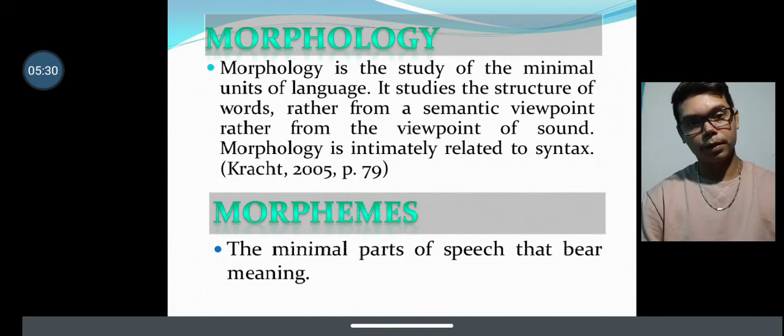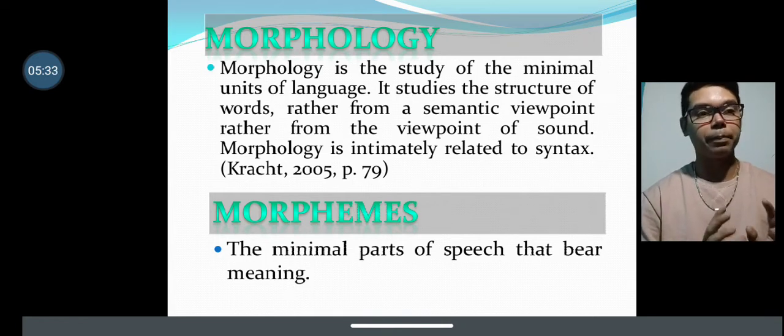Now, what is a morpheme? The minimal parts of speech that bear meaning.